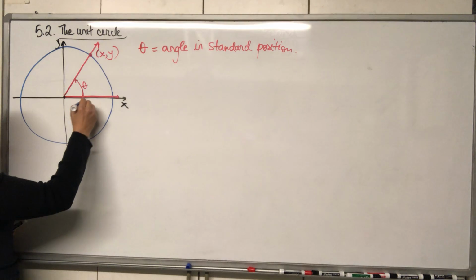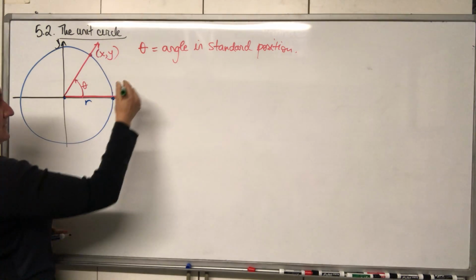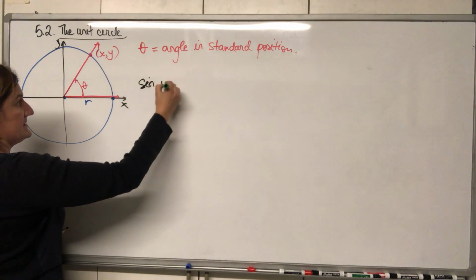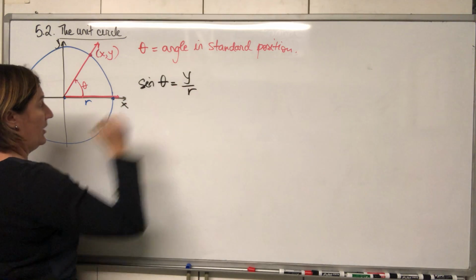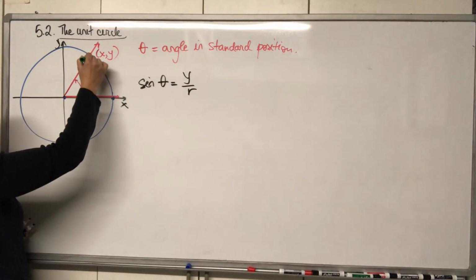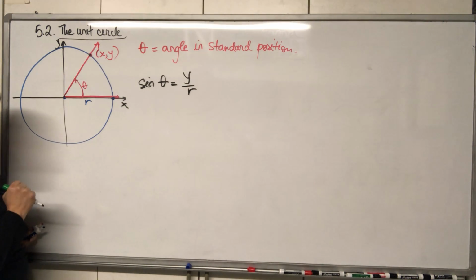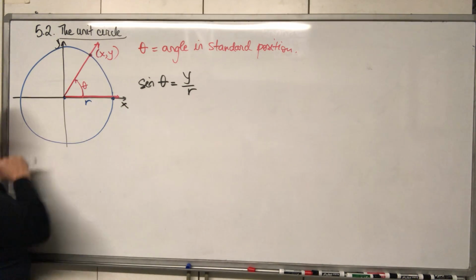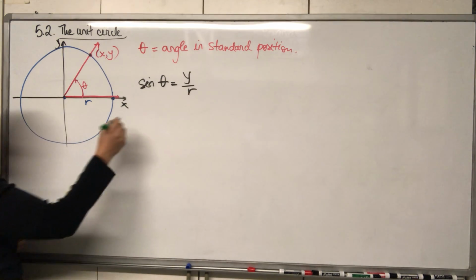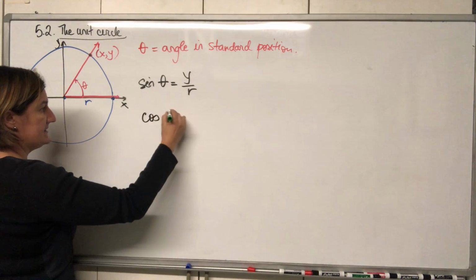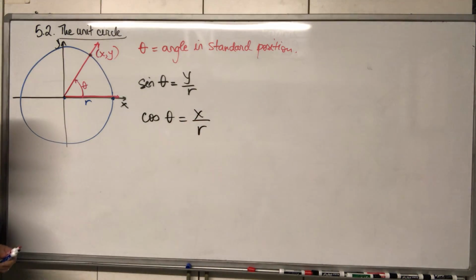So let's call this radius some kind of r. And then by definition, we said, okay, well, let's say that the sine value of this angle theta is simply y over r, where y is the y coordinate of the point where this terminal side crosses through this circle, and r is the radius. Now, let's say what the cosine value is. The cosine, we're going to pick the x coordinate, so x over r.